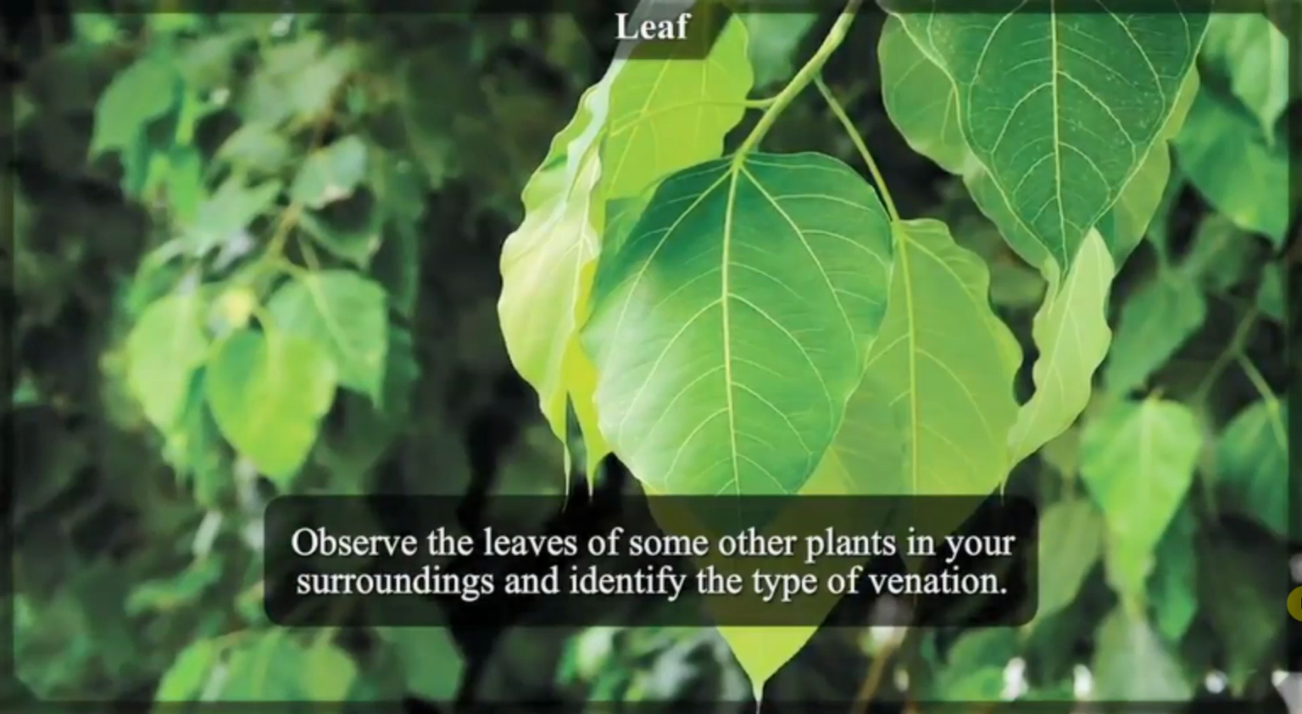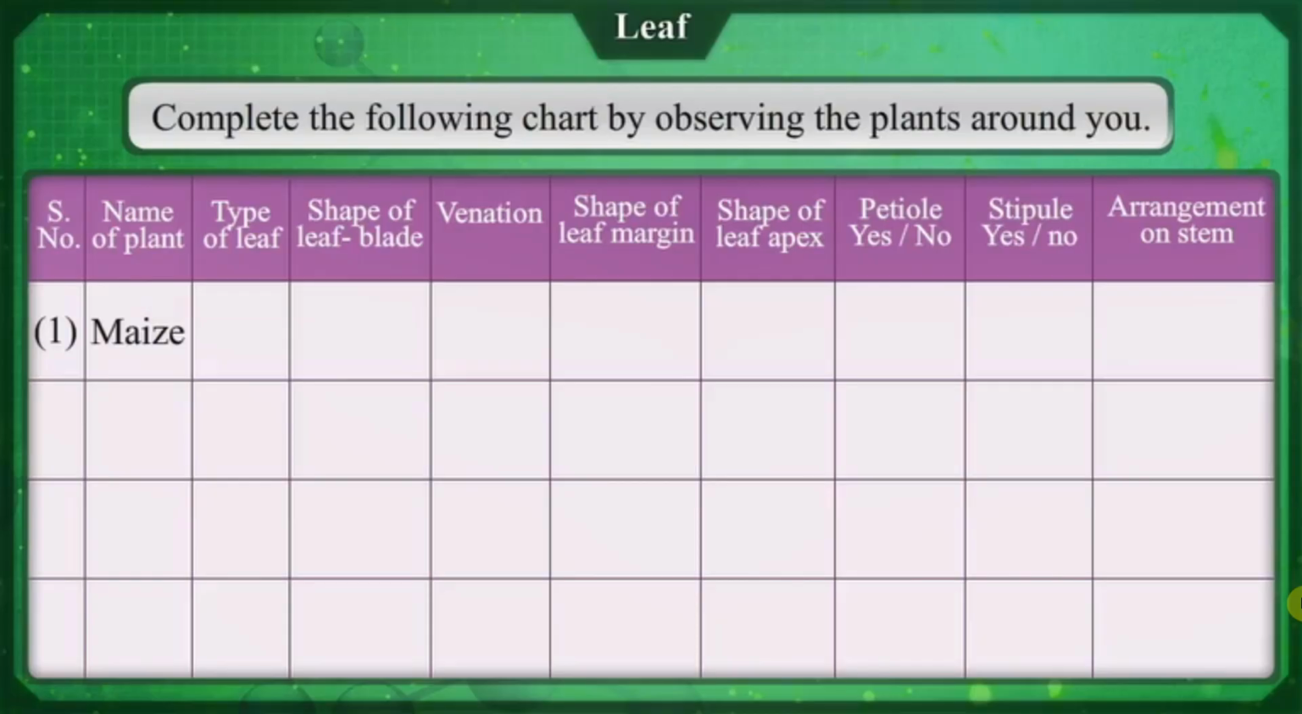Serial number 1. Name of plant: maize. Type of leaf. Shape of leaf blade. Venation. Shape of leaf margin. Shape of leaf apex. Petiole. Serial number 2. Name of plant: canna. Serial number 3. Name of plant: peepal. Serial number 4. Name of plant.